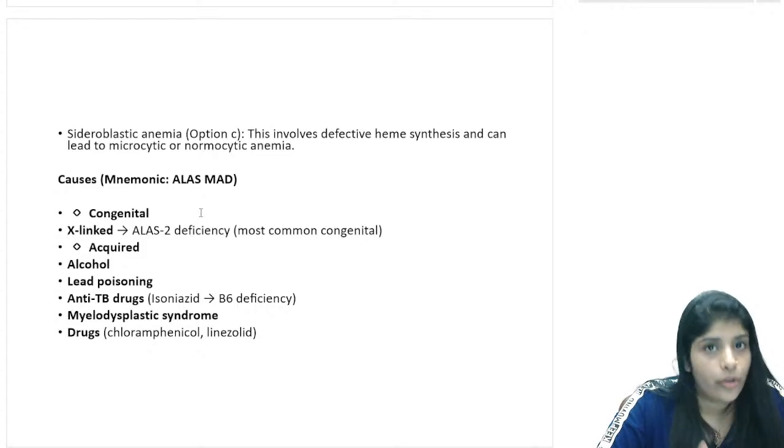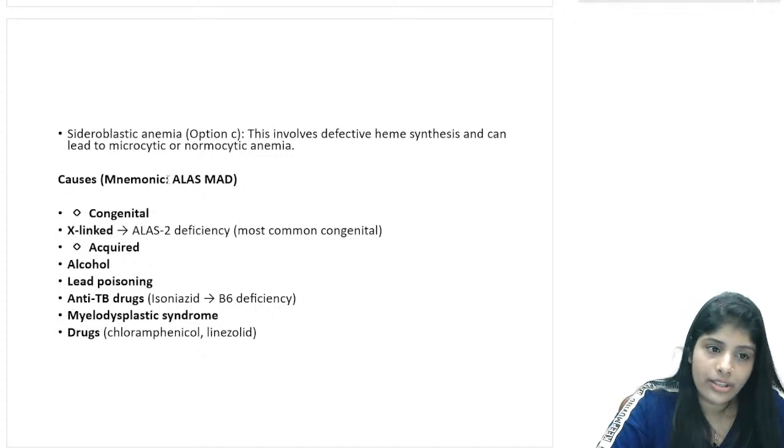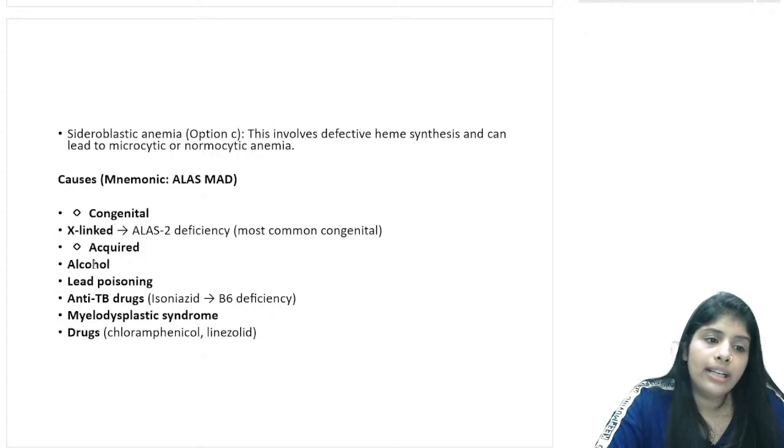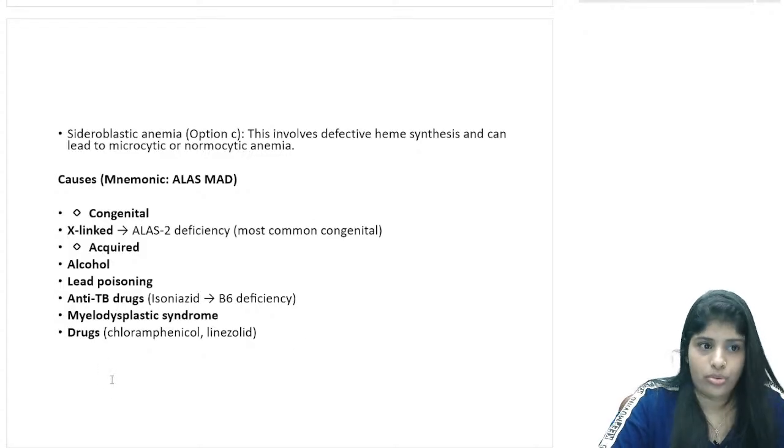So I have created a mnemonic for you to remember sideroblastic anemia causes. The causes are ALAS MAD. You know ALAS is already there, which is the congenital, X-linked form, and in the acquired form there is ALA MAD, that is, ALAS MAD. A for alcohol, L for lead poisoning, A for anti-TB drugs, M for myelodysplastic syndrome, and D for other drugs. There are some drugs like chloramphenicol and linezolid that lead to sideroblastic anemia. You have to remember this mnemonic and also the causes, because this helps you differentiate which anemia you're given, so you will not get confused. I hope you understood the main points of anemia and how to differentiate between them.